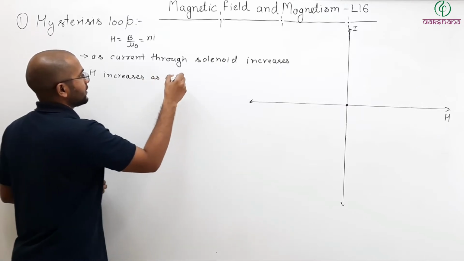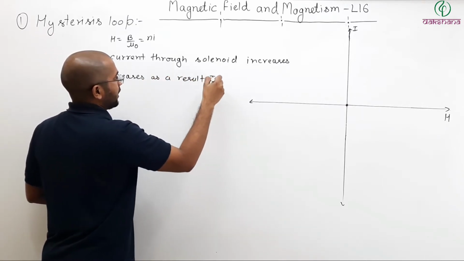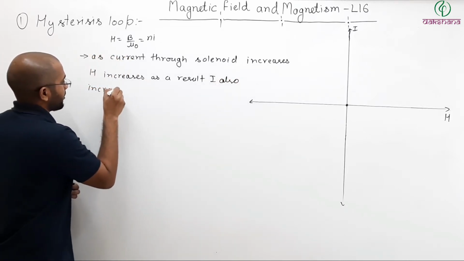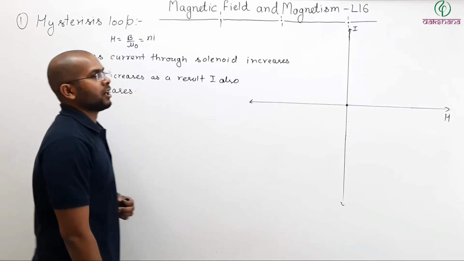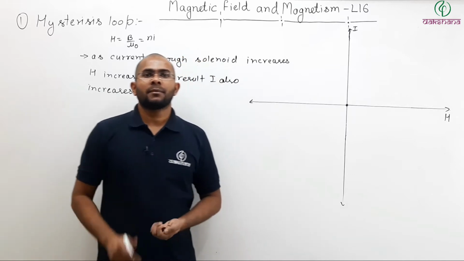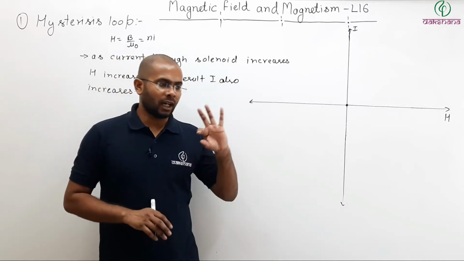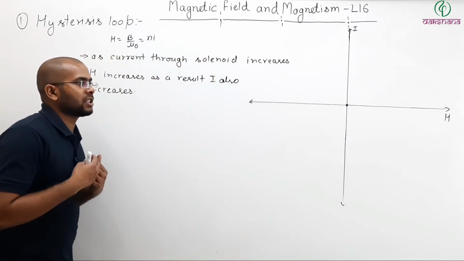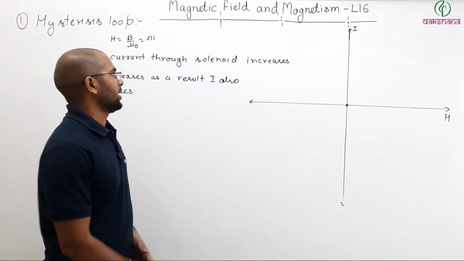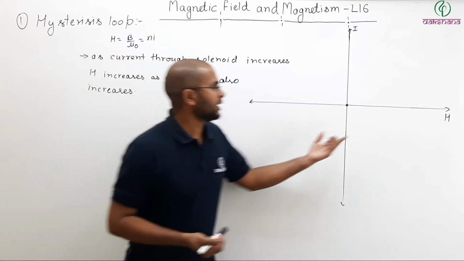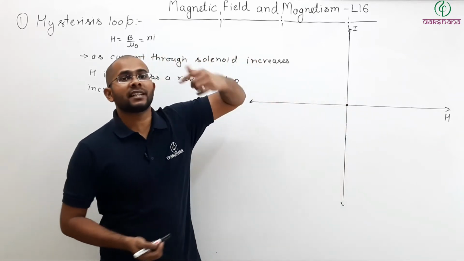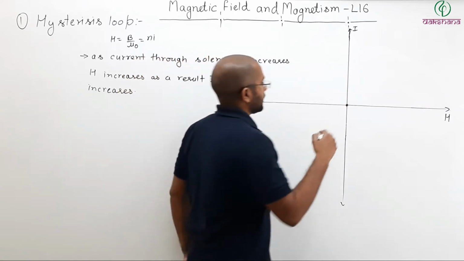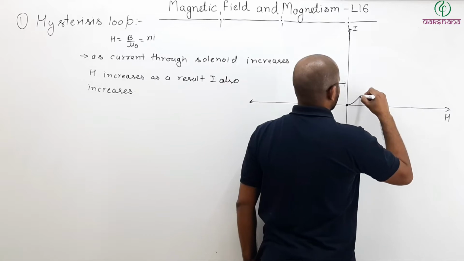As a result, I also increases. What is I? I is the magnetization of your material. And magnetization is an indicator of how aligned your atomic dipoles are. So as you increase the external field, the magnetization of the material also increases. Now the graph between the magnetic intensity, which I am increasing by increasing the current, and the magnetization I of your material looks something like this.